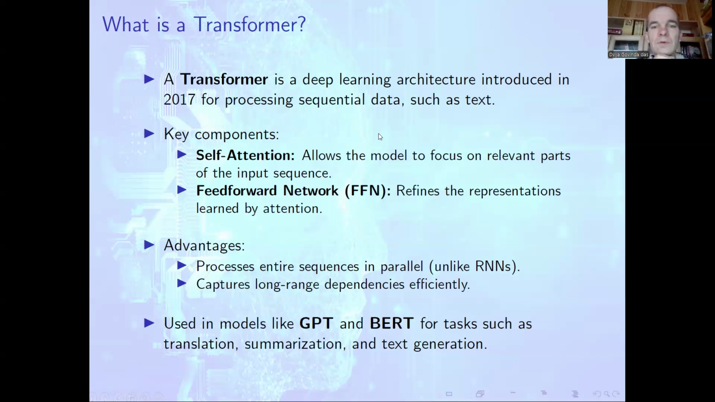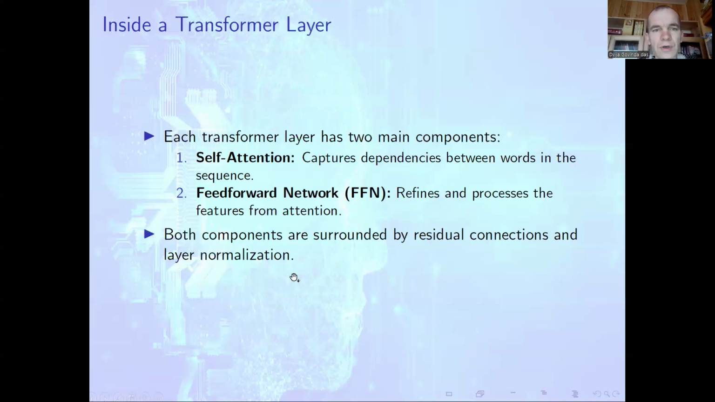Also, the feed-forward neural network, FFN, helps to refine the information obtained by the transformer. The transformer has many advantages. As we already said, it processes entire sequences in parallel, unlike recurrent neural networks, and it can capture long-range dependencies very efficiently. It is used both in GPT and BERT for different tasks like translation, summarization, and text generation.